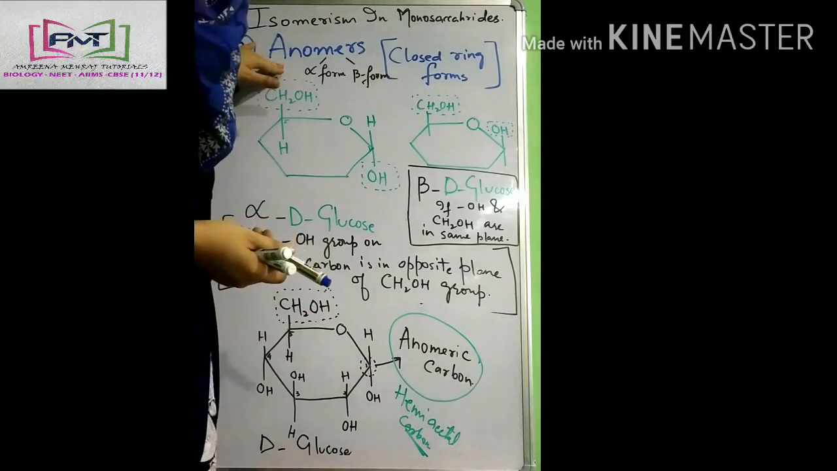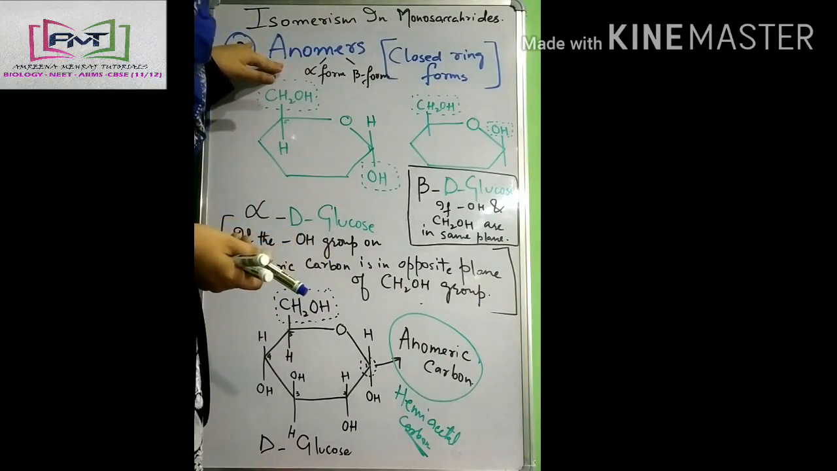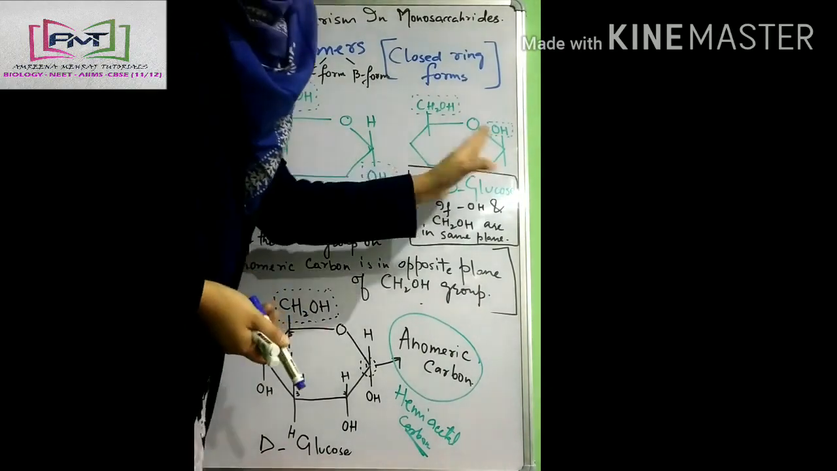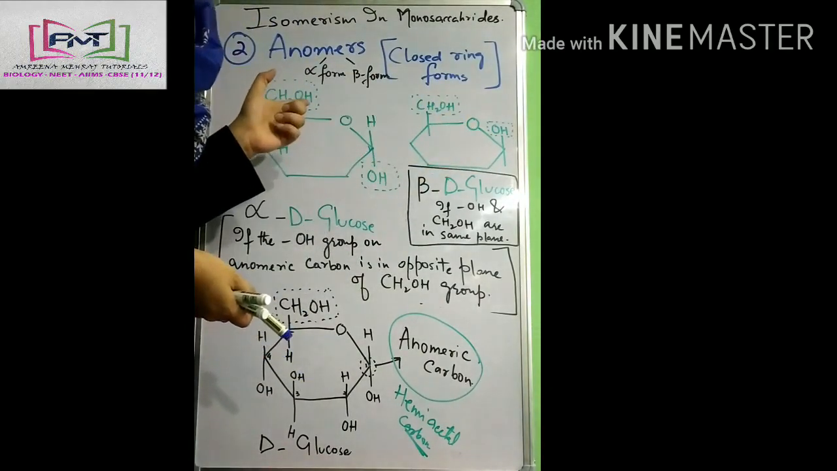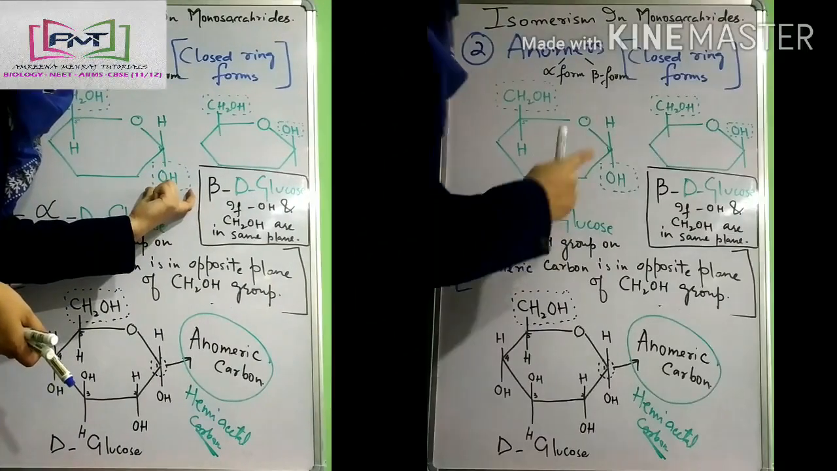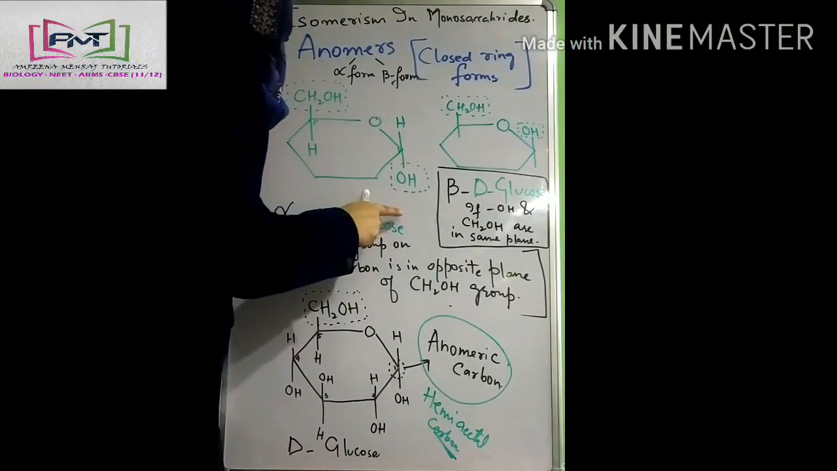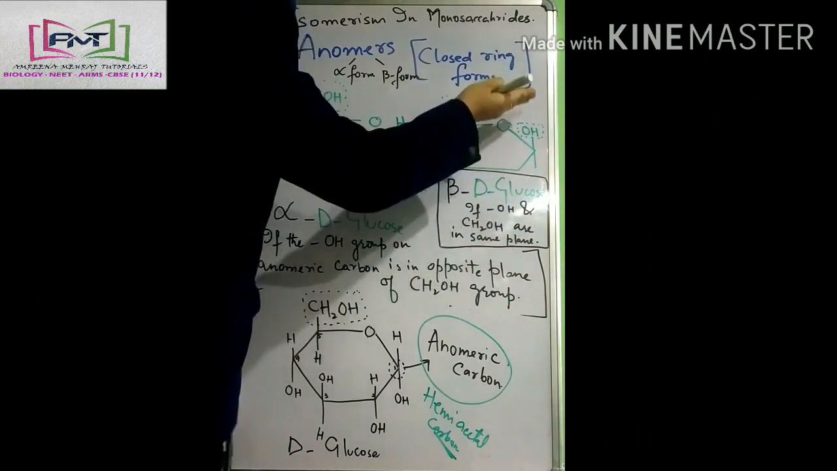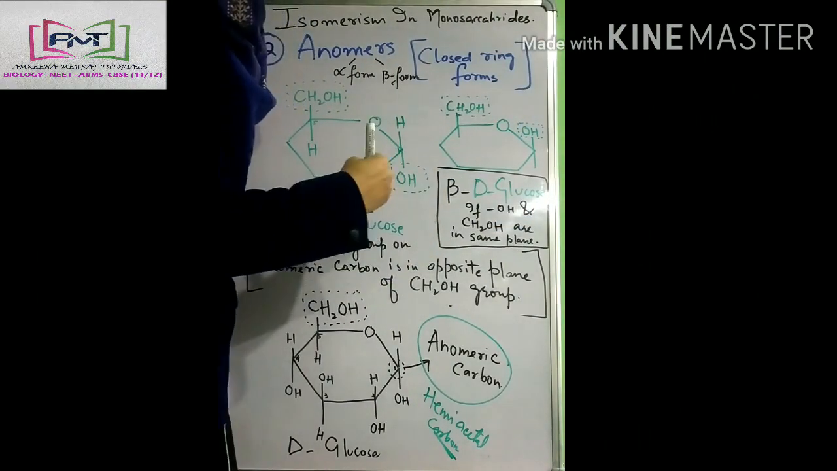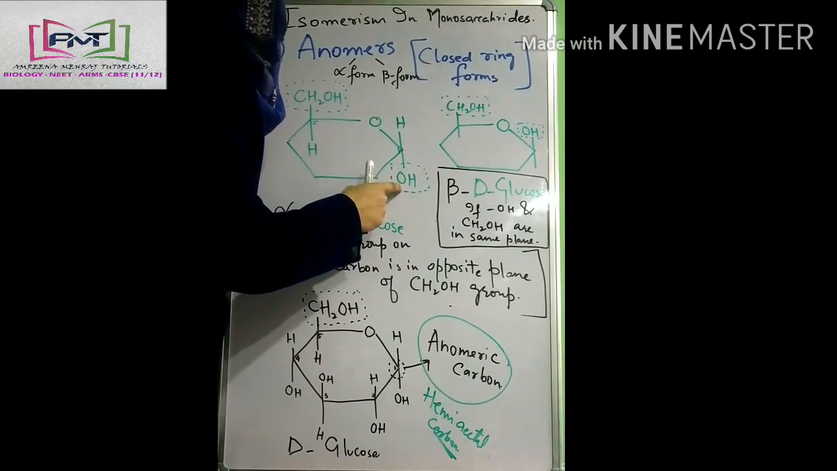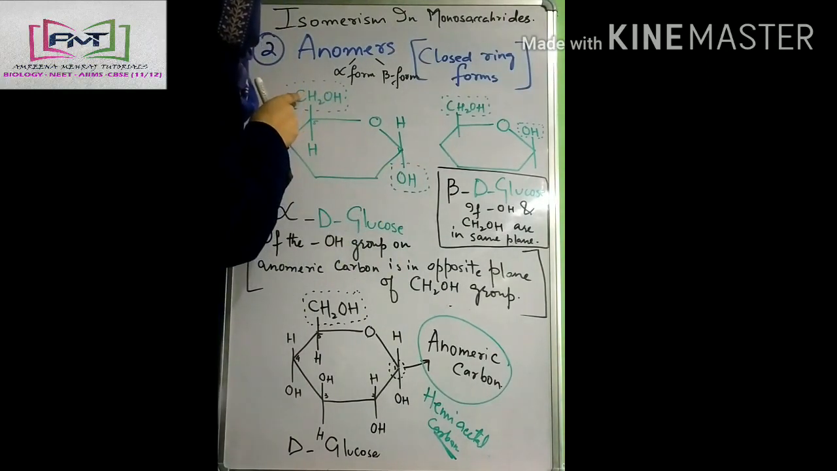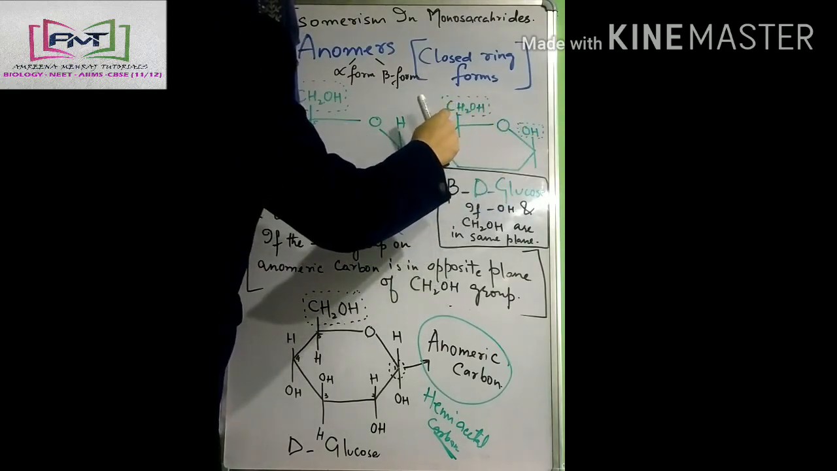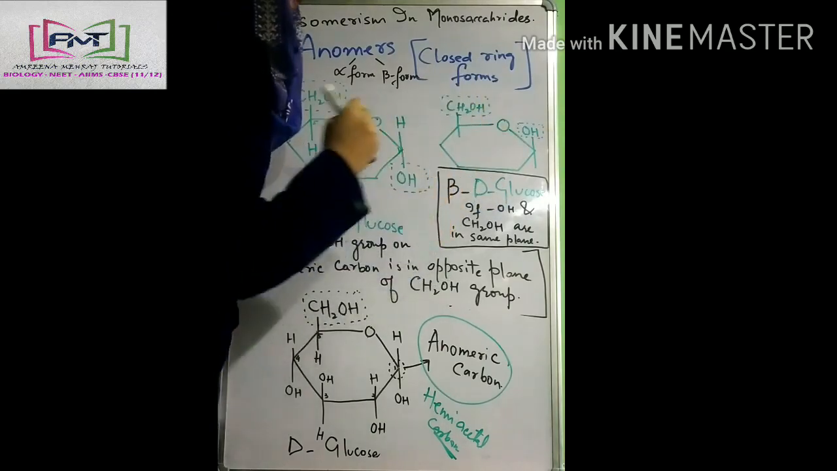What are they basically? They are a kind of isomers of a particular sugar which differ from each other only in terms of the orientation of the OH group. If the OH group is towards the bottom, then it's alpha D-glucose. If this OH group is towards the top, then it's beta D-glucose. Or you can say, if the OH group is in the plane opposite to CH2OH, it's alpha. If this OH and CH2OH group are in the same plane, then it's beta D-glucose.